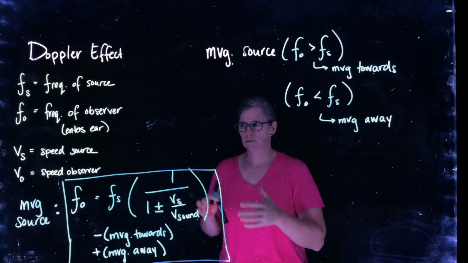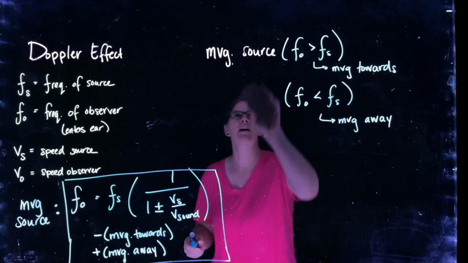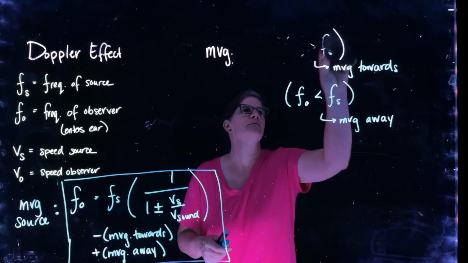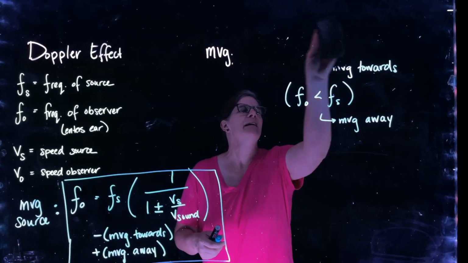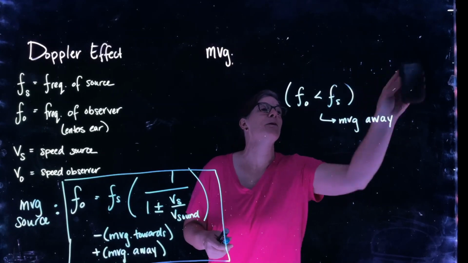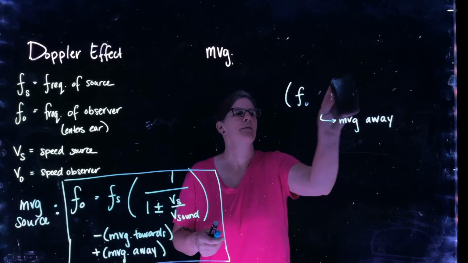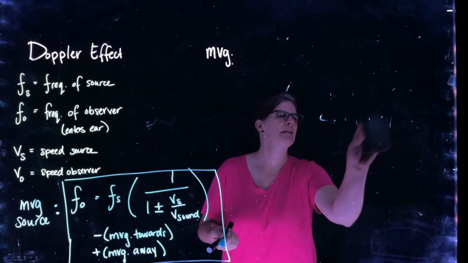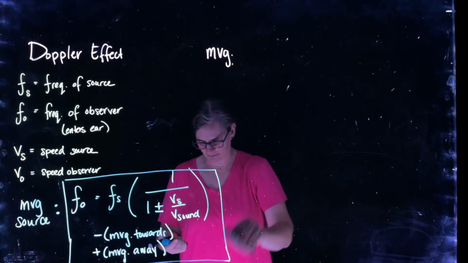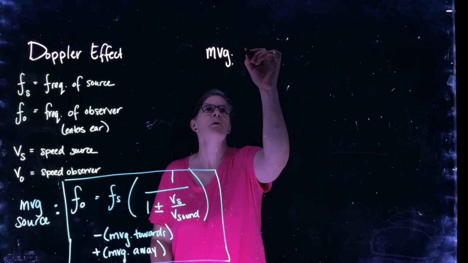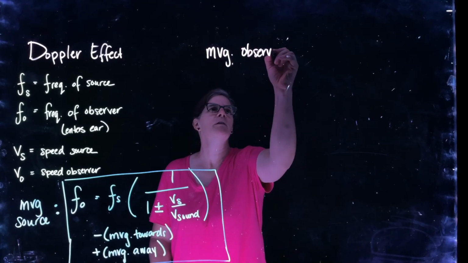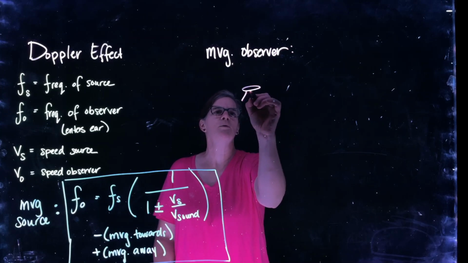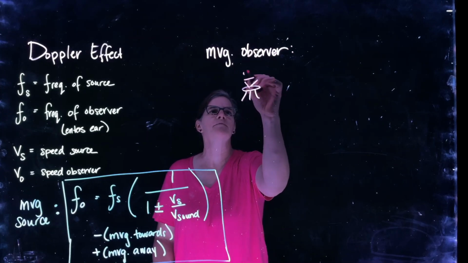Okay, well, that's a moving source. What if I have a moving observer? I actually think this one's a little bit easier to conceptualize. Not that the moving source was that difficult. Cumbersome, they're cumbersome, but what if I have a moving observer? Well, now imagine my stool with my speaker on it.